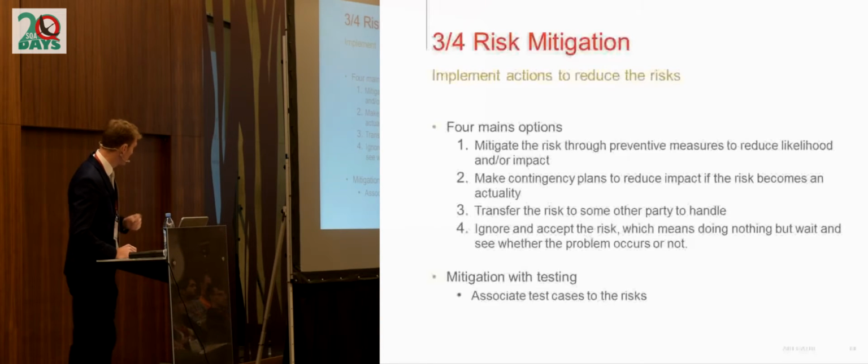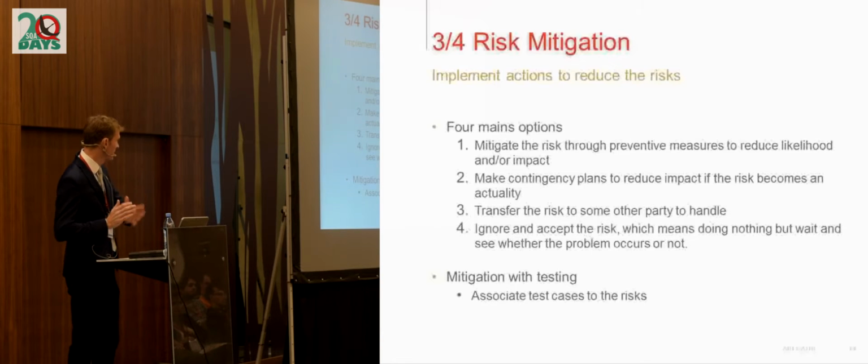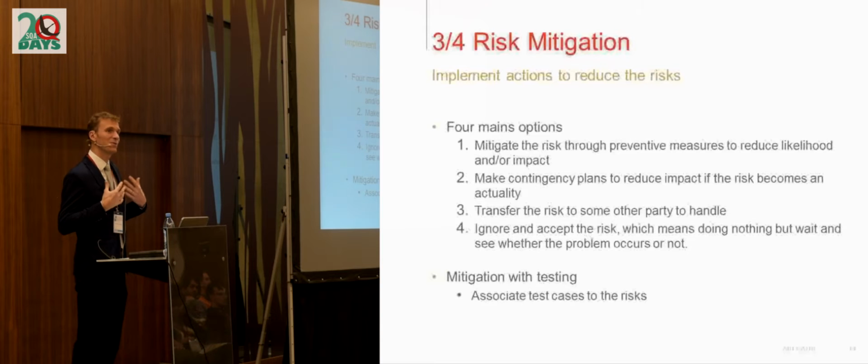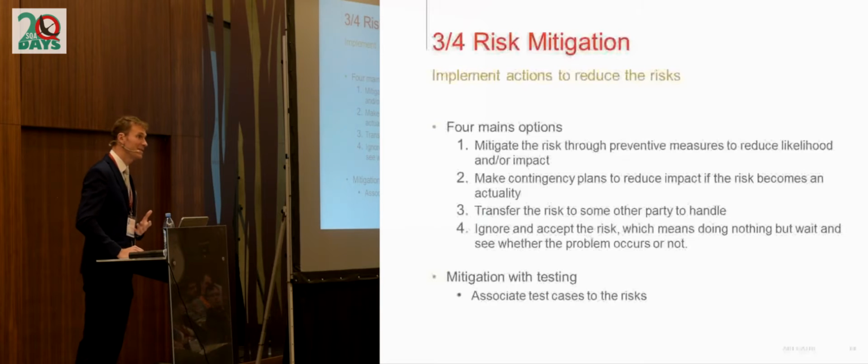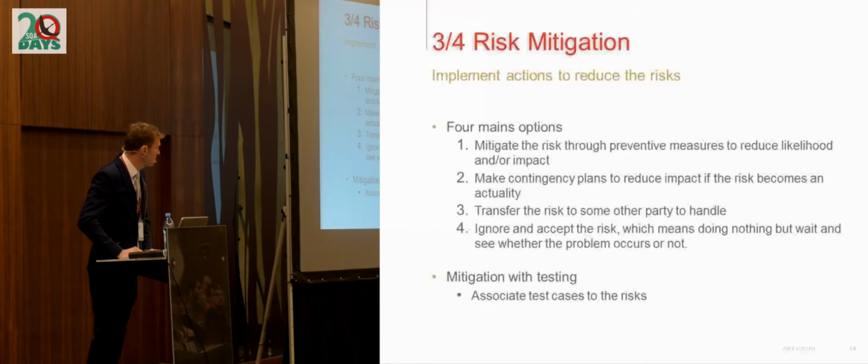Another option, which is the third one, is to transfer the risk to someone else. So it's a bit like, I'm not responsible for the risk, but I will find someone who will be responsible for the risk. It may be another company, another colleague, another entity of your company, and it may also be a system like an insurance of the risk.